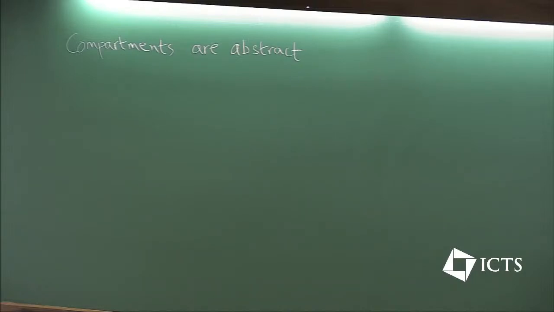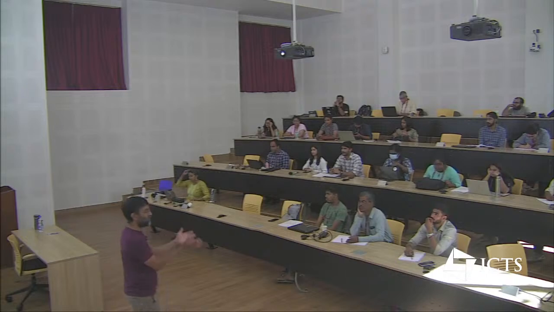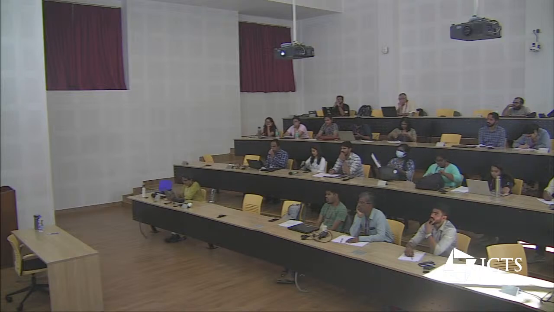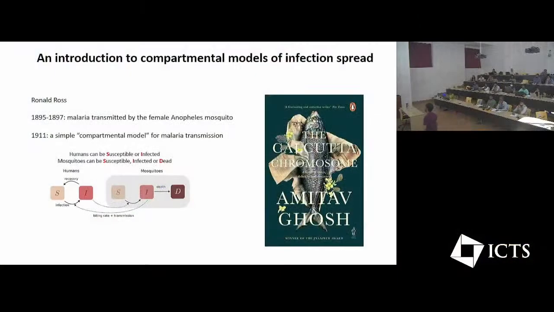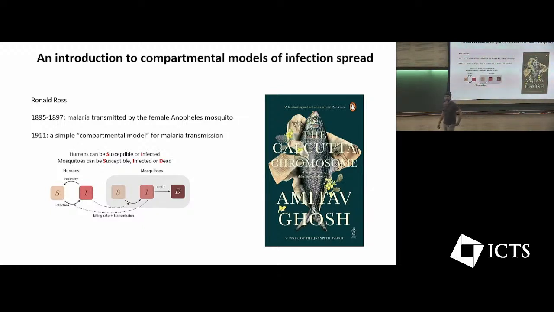So what he did was he looked at humans and he just divided the human population into two compartments. The set of people who are not yet infected and the set of people who are infected. So susceptible and infected, okay? The mosquitoes similarly were susceptible or infected or dead. On the time scales he was looking at, death of humans was not really an issue. So death and birth was not considered here, but death and birth of mosquitoes was relevant.